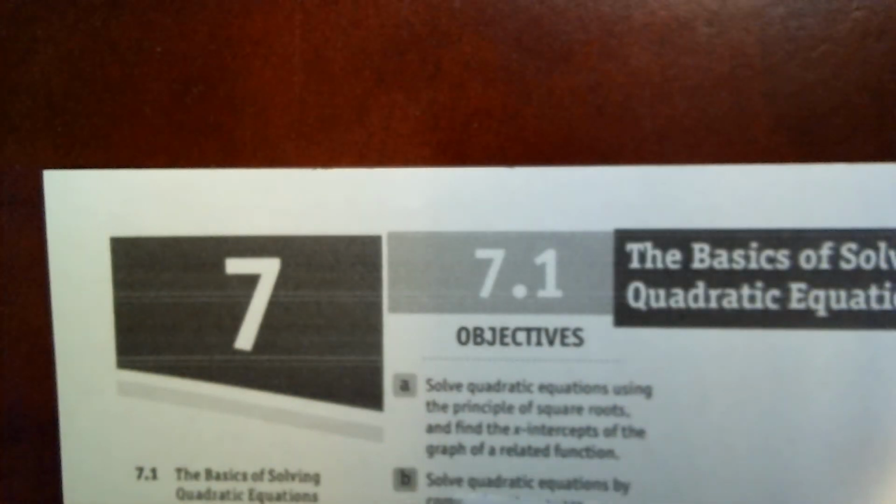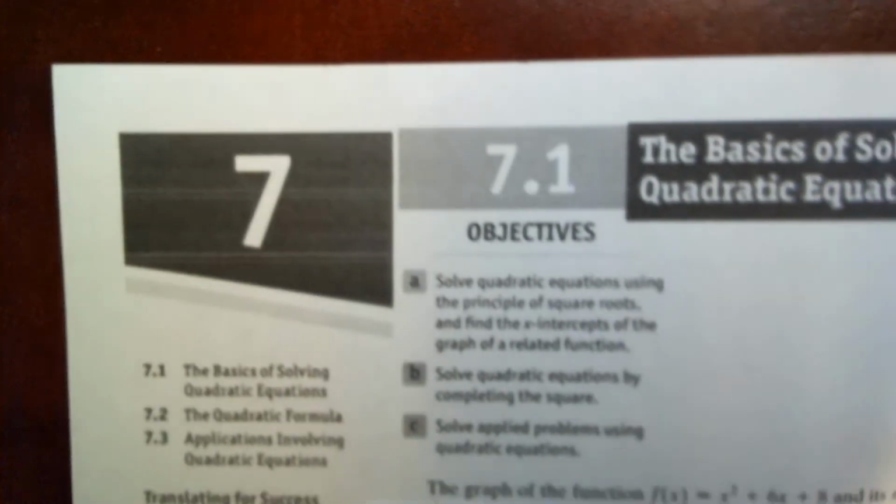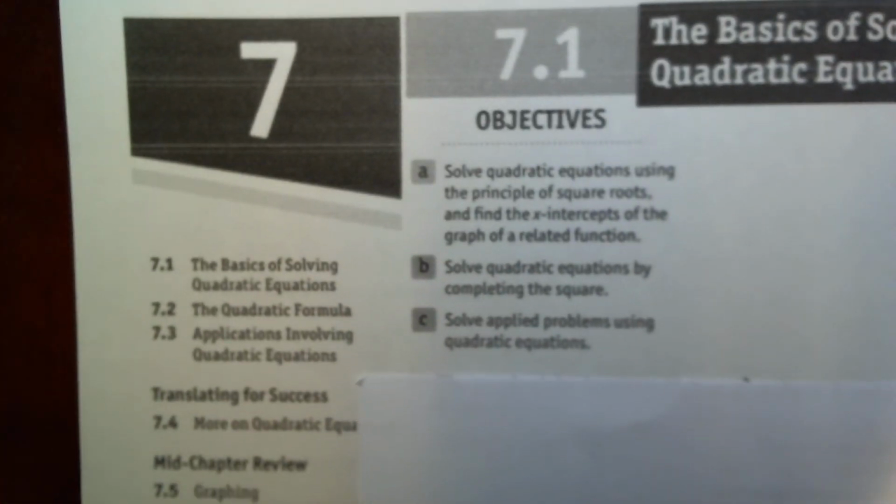Chapter 7 is about quadratic equations, and Section 7.1 will cover the basics of solving quadratic equations. And so there are three objectives. Number one would be to solve quadratic equations using the principle of square roots and to find the x-intercepts of the graph of related functions. Then we learn how to solve quadratic equations by completing the square, and then we're going to look at some applied problems using quadratic equations.